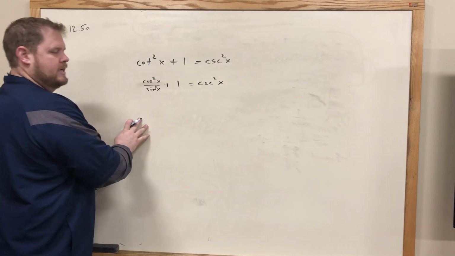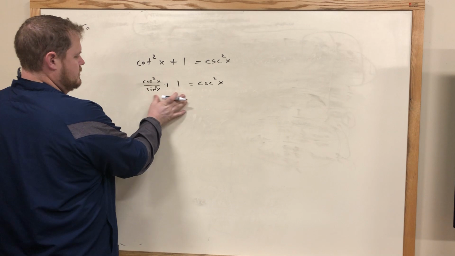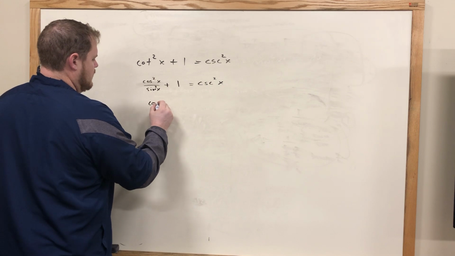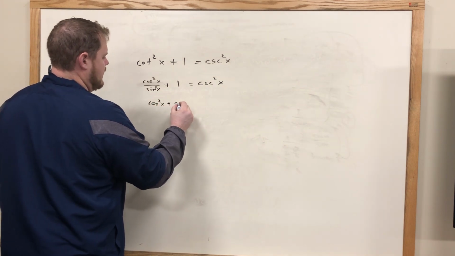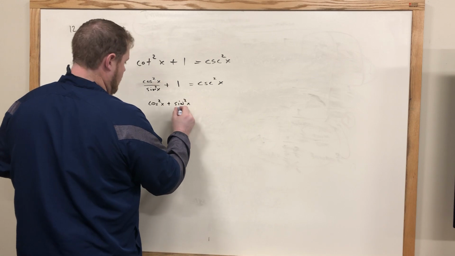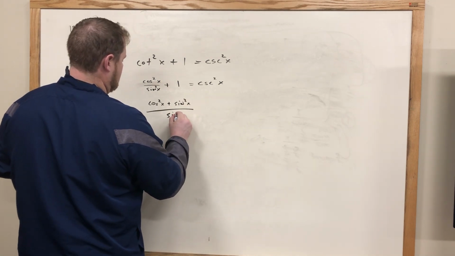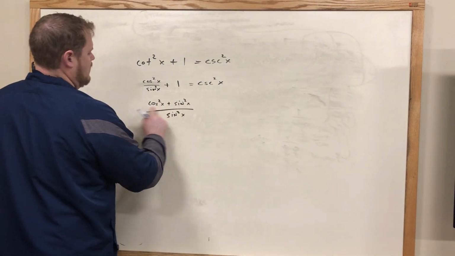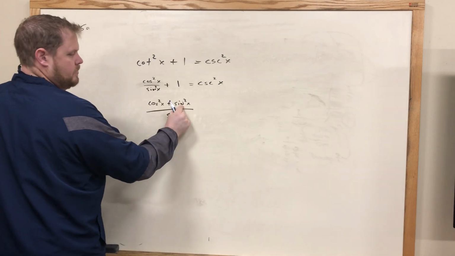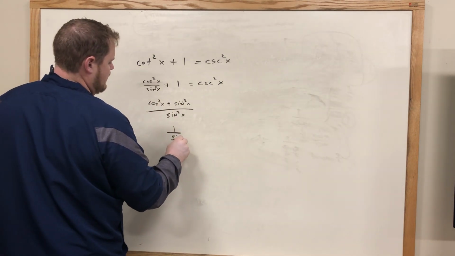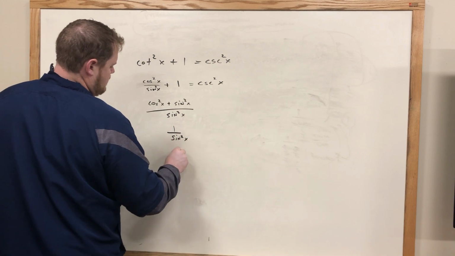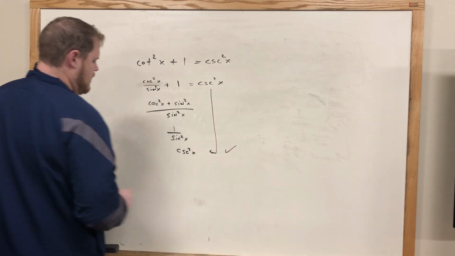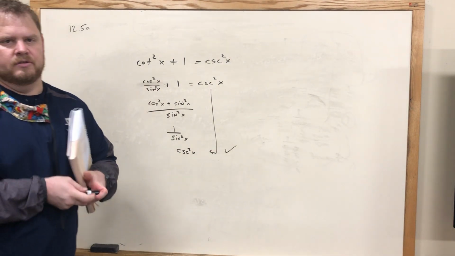I have to make a common denominator. In order to do any work here, I have to have a common denominator. So cosine squared x plus sine squared x, all of it over sine squared x. Could somebody help me? What was this top, the Pythagorean theorem? Cosine squared plus sine squared is 1, over sine squared x, which becomes cosecant squared x. And we have it worked perfectly for our trig identities. Thanks.